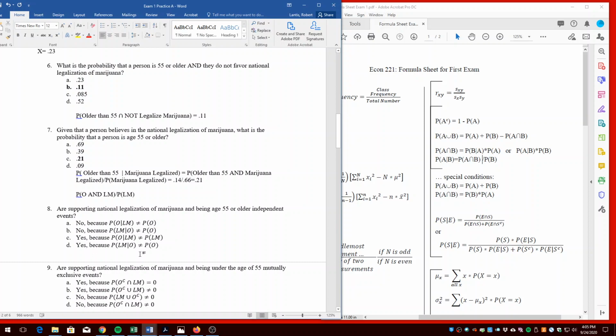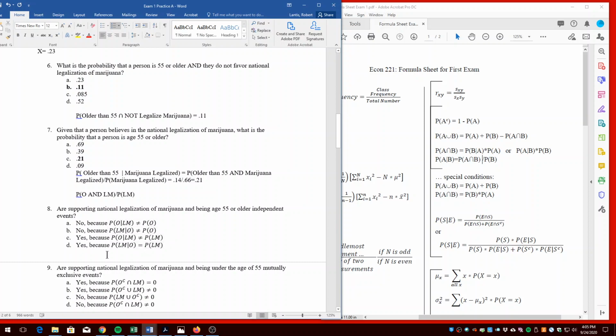Now a possible answer that could make sense, so I'll just write this here, is if we had something like this, right? If the conditional probability of an event is equal to the unconditional probability, if they are equal, then yes, those are independent. But in this one, we can actually rule all the answers out.